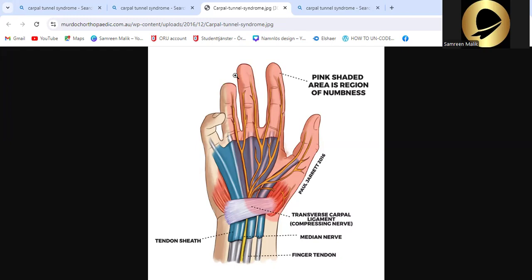But first we'll identify. This is the synovial sheath, the blue one, and it's enclosing the tendon. These are the tendons of digitorum. This is the flexor retinaculum. This is the median nerve. So in between the tendons of the muscles, you could see this is the median nerve which gets compressed.